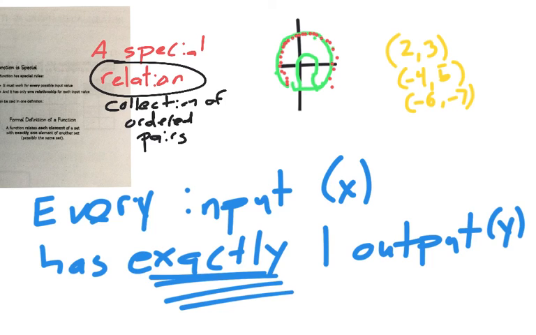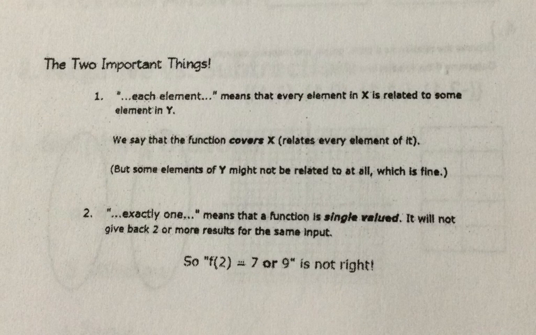Do you kind of think you know what a function is? Yes. So what's a function? It's a special relation where every input has exactly one output. Each element means every x is related to a y. We say that the function covers x. That means it relates every element of it. Some elements of y may not be related, and that's okay. What matters is every x has to have a y. And then exactly 1 means that a function is single valued. It will not give back 2 or more results for the same input.